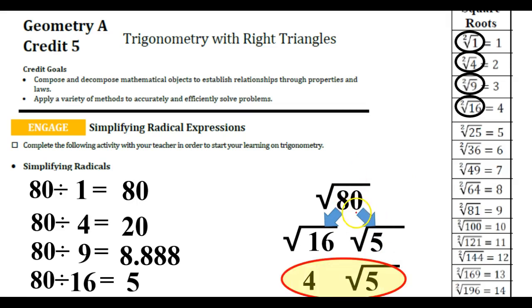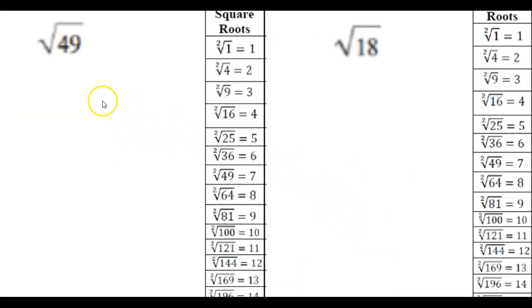We're going to do a few of the practice problems that are listed for you. So square root of 49, before I even factor, I'm going to see if the square root of 49 is on here. Can you find 49 on this list? There it is. So the square root of 49 is actually 7. So that one was easy to simplify.